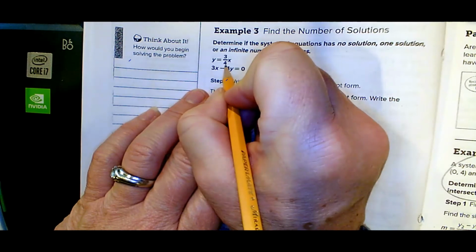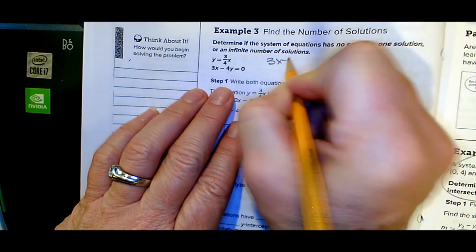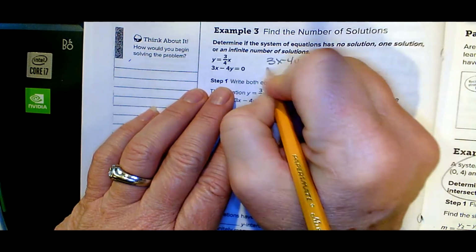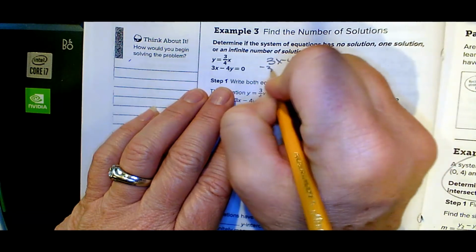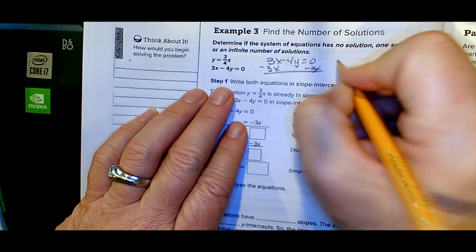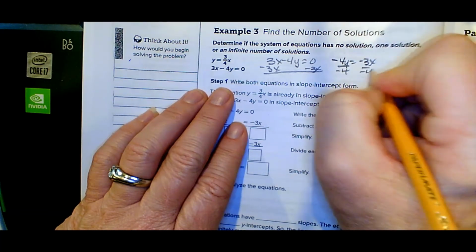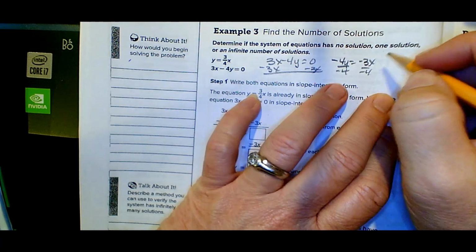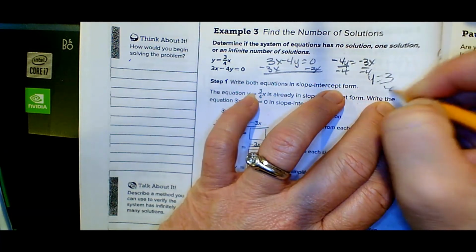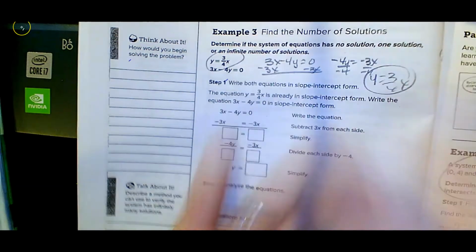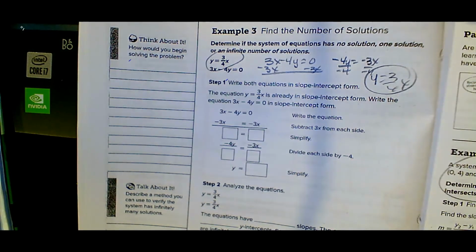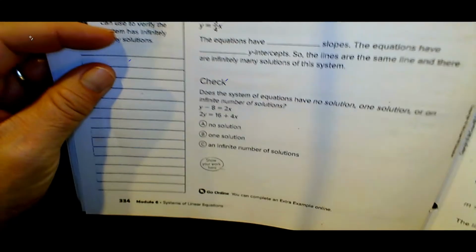So here is my slope at 3/4. Now I have this problem here. I will go ahead and subtract 3x from both sides. So now I have a negative 4y equals a negative 3x, divided by the coefficient. And I have y equals 3/4 x. Boom! It's the same exact equation. Therefore, it's all real numbers. Okay, it's all real numbers. Go ahead and do that check right there.